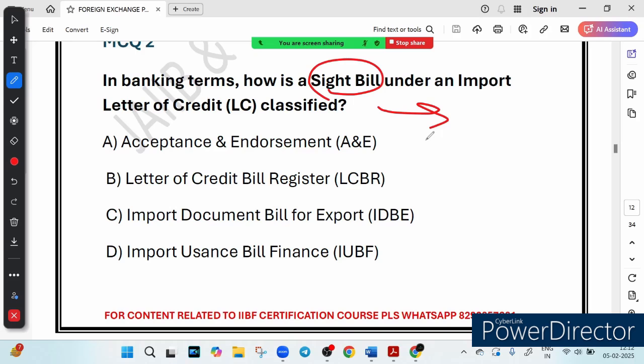So the bank uses a letter of credit bill register to track all these transactions and ensure that payment is made on time. So basically, this LCBR is what? It is a kind of reporting. It is a place to track all these transactions.